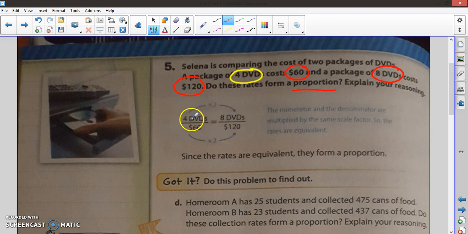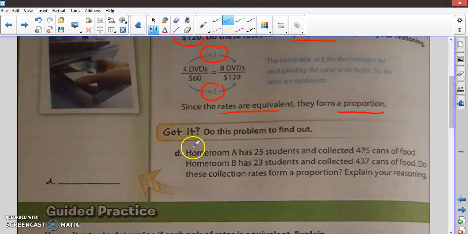Well, let's start with the numerators. 4 times 2 gives me 8. Let's check if the denominator is the same. 60 times 2 is 120. So both scale factors are the same. That means that the rates are equal. They form a proportion. Now you're going to try it. You're going to try letter D. Use a proportion to see if they are equal. So go ahead and pause it.